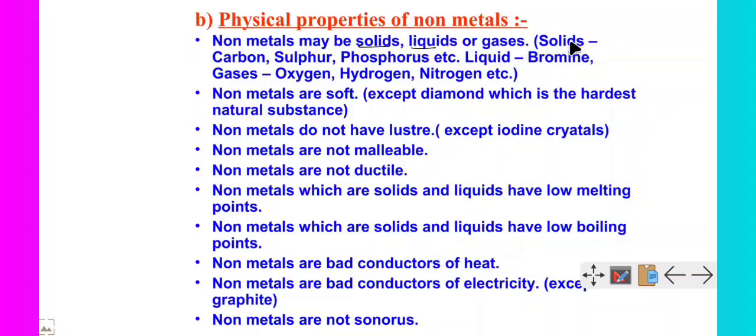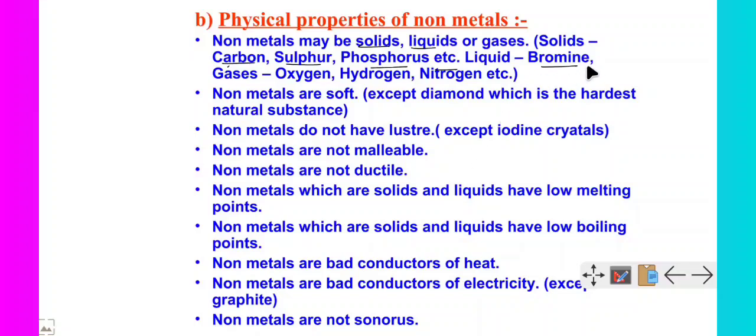For example, in the solid category, carbon is solid, sulfur is solid, phosphorus, etc. And among liquids, we have bromine. So in the exam, what kind of question can you expect? Which one of the following is a liquid non-metal?